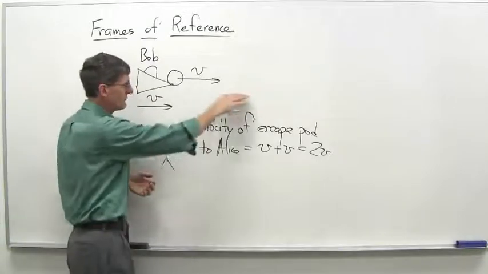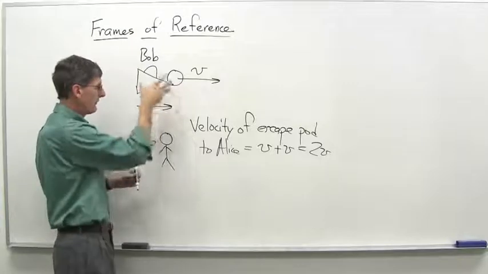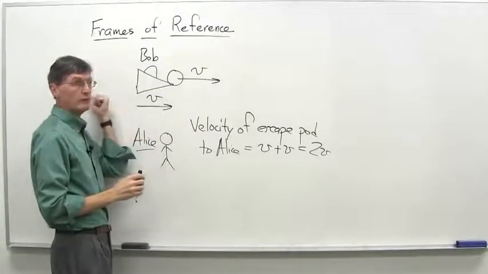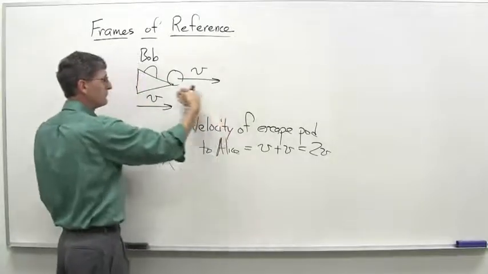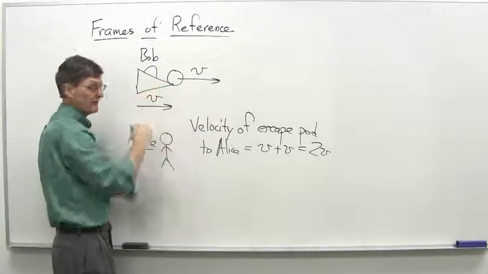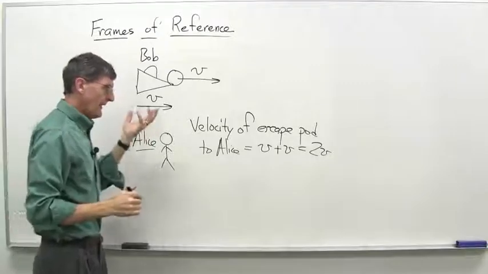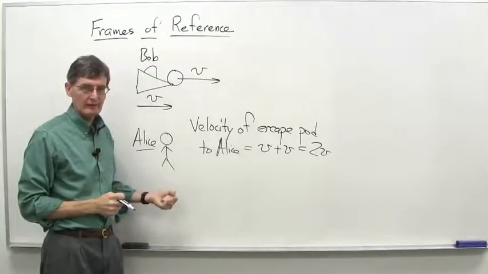So if Bob was moving with v this way and he shot the escape pod the other way at velocity v, the escape pod to Alice would just sit there. Again, to Bob, it'd still be going away from him, but to Alice, the movement of the spaceship that way plus the escape pod that way would mean the escape pod would just sit here in her frame of reference. That's how we add velocities before Einstein came along.